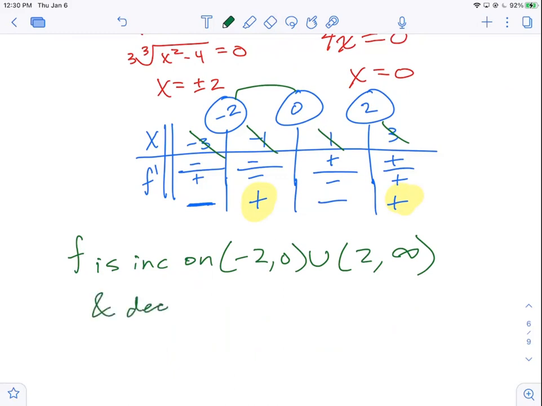And decreasing, we're still using the subject F. We don't have to write it, but we can talk about it. Let's do so then. From negative infinity to -2, union 0 to 2.